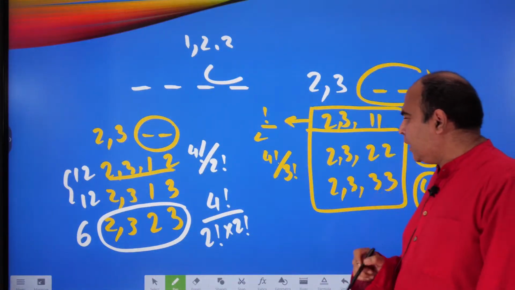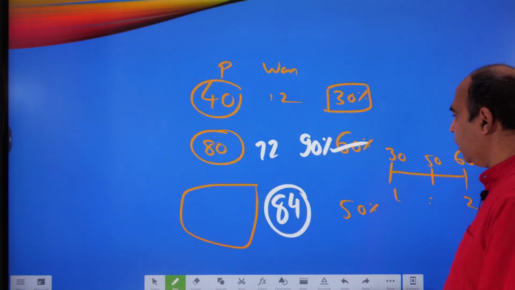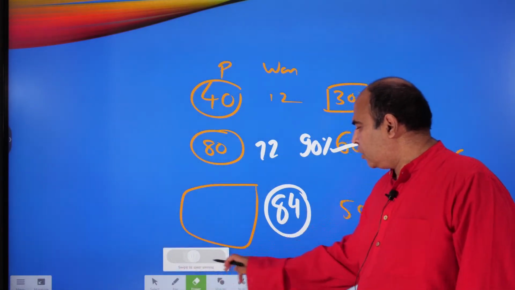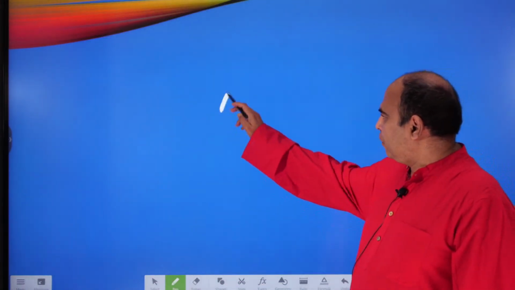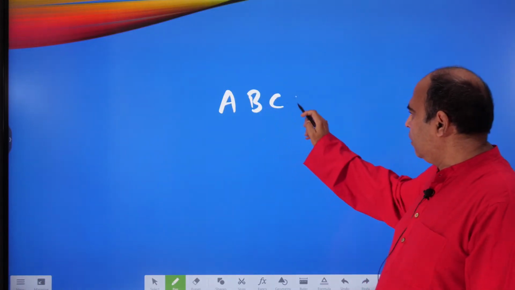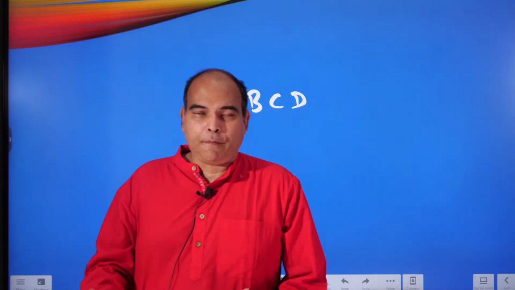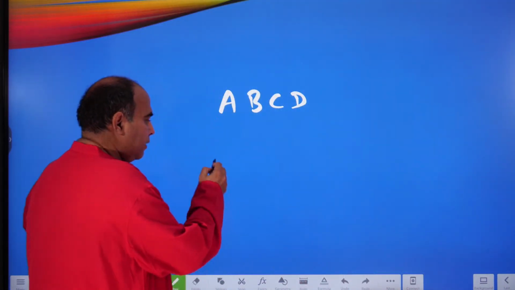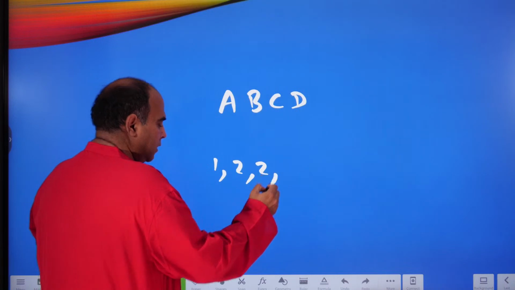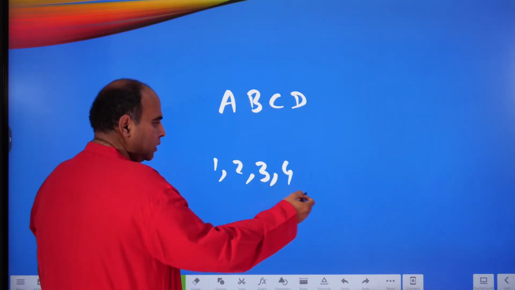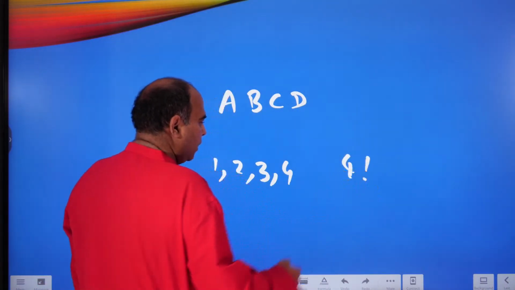The logic we are using here, let me just go to a blank page. The logic is, if you want to arrange 4 different objects or 4 different alphabets or 4 different digits in 4 different places, the number of ways of arranging it is 4 factorial.